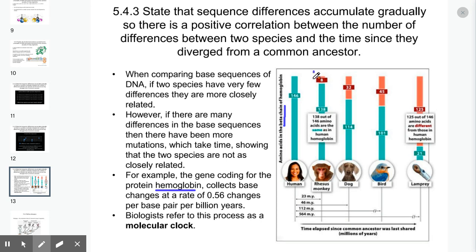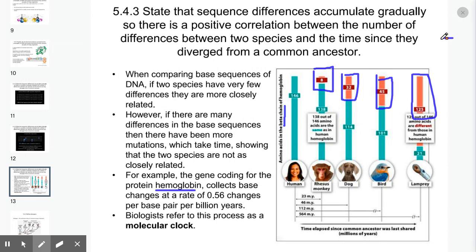So here, if we're comparing everything to the human, in this example, we don't always have to compare things to humans. But the rhesus monkey, there are 8 differences in its amino acid sequence in the beta chain. The dog has 32, the bird has 45, and this lamprey has 125 differences in its hemoglobin. So what does that mean? It means that humans and rhesus monkeys in this example are the most closely related.